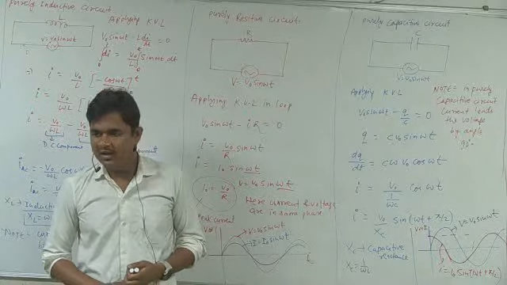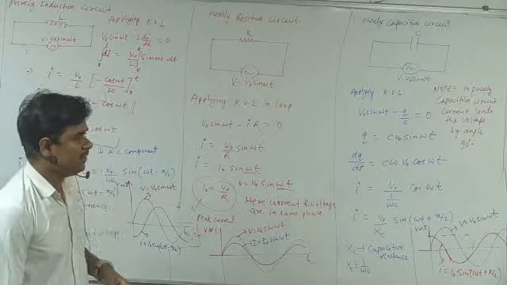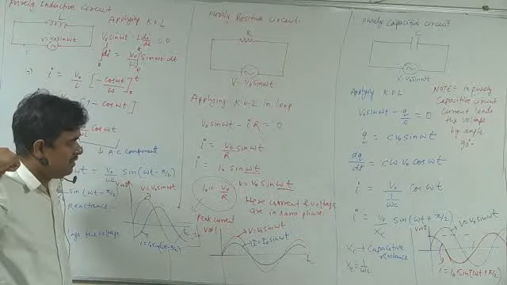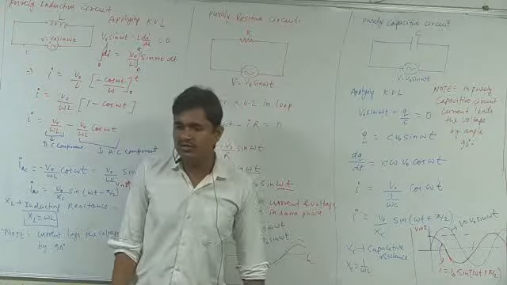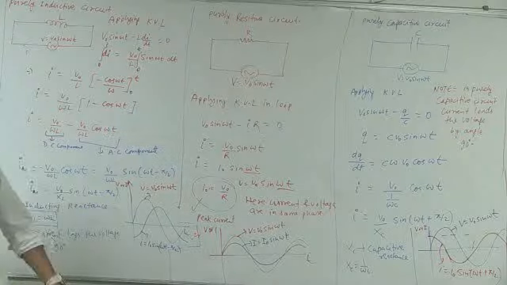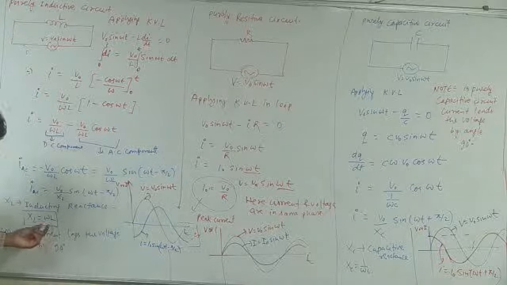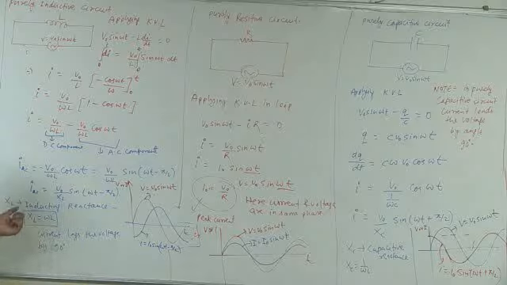Is that clear? Another important point we need to remember is how the resistance offered by the inductor and capacitor depends on the value of omega. You can see XL is omega times L. So when omega is more, when frequency is more, the resistance offered by the inductor will be more.